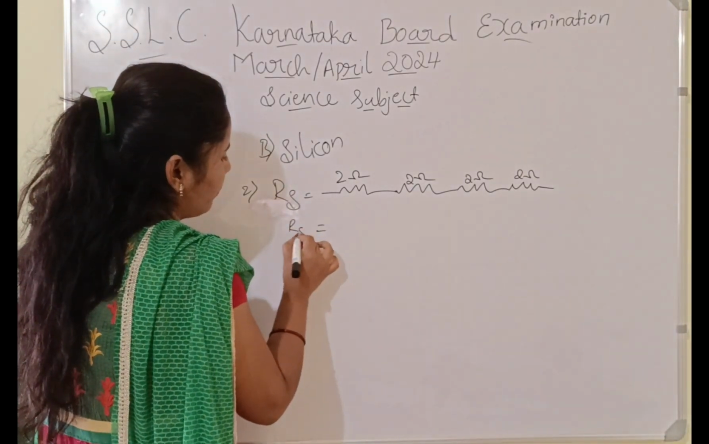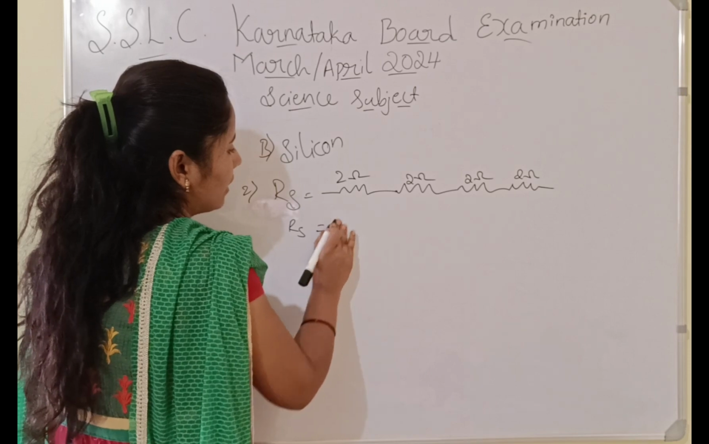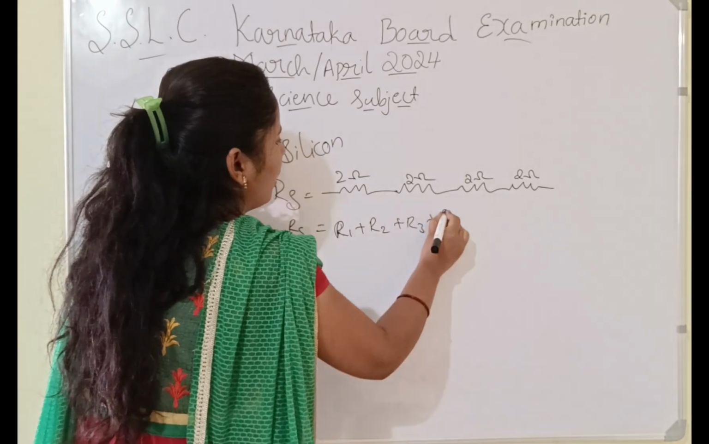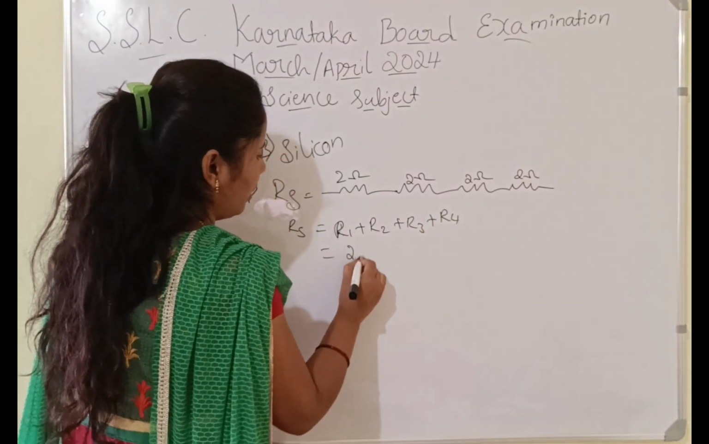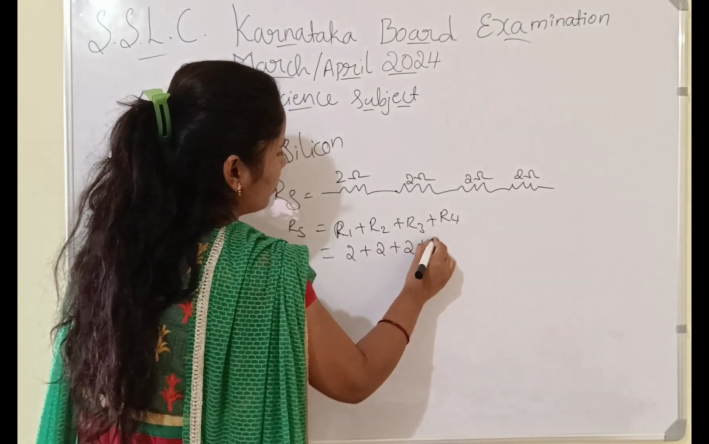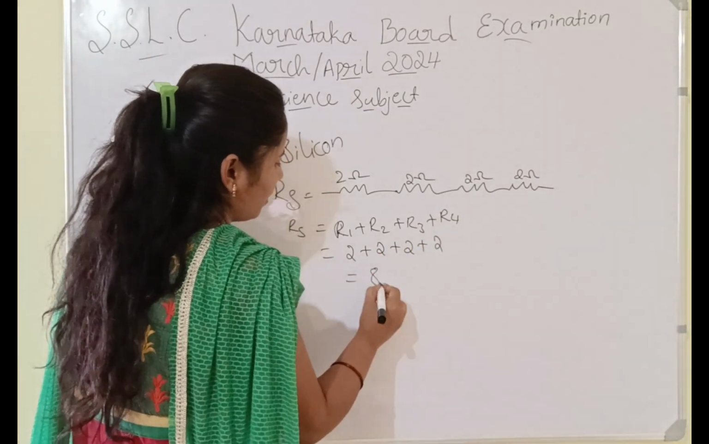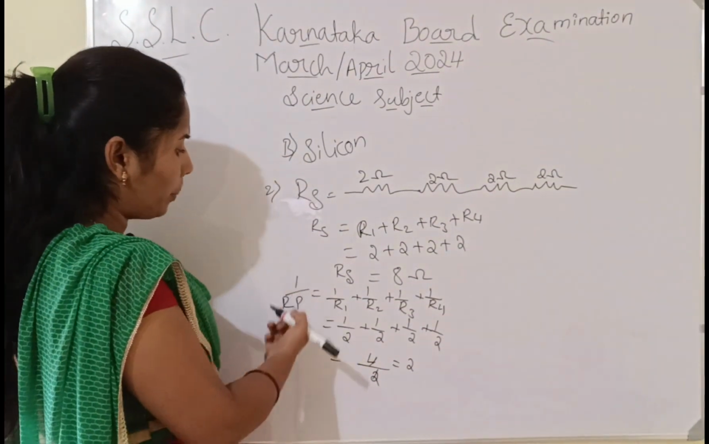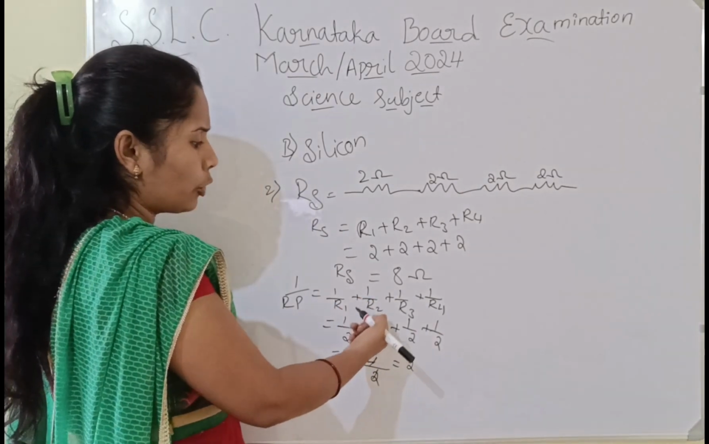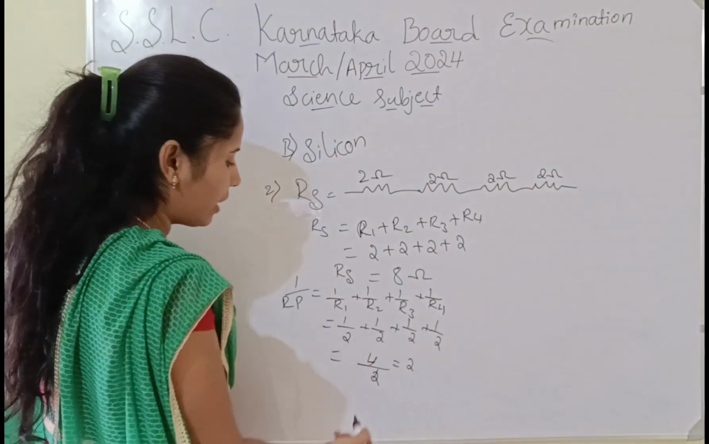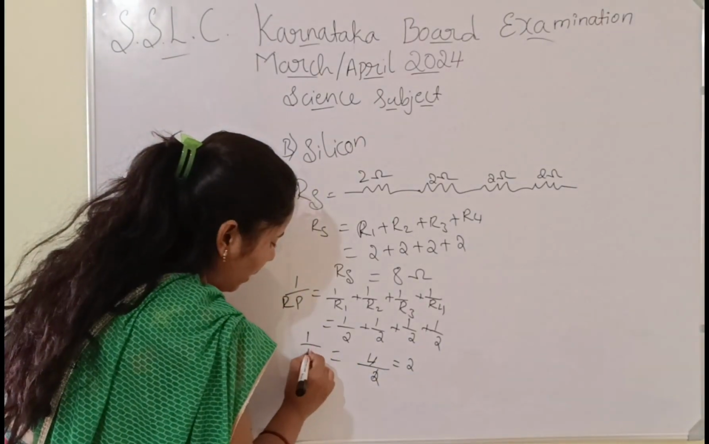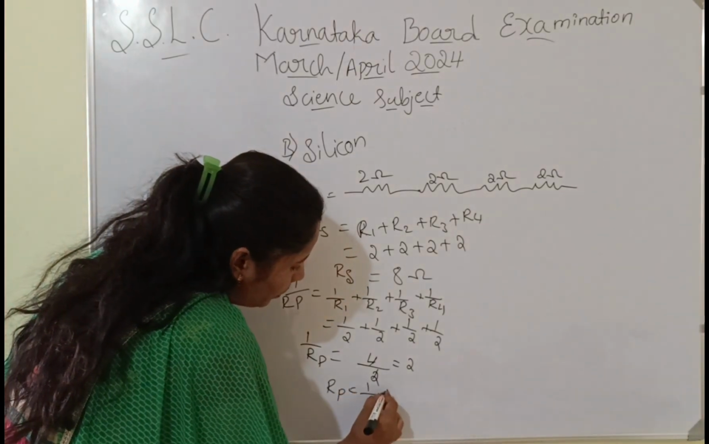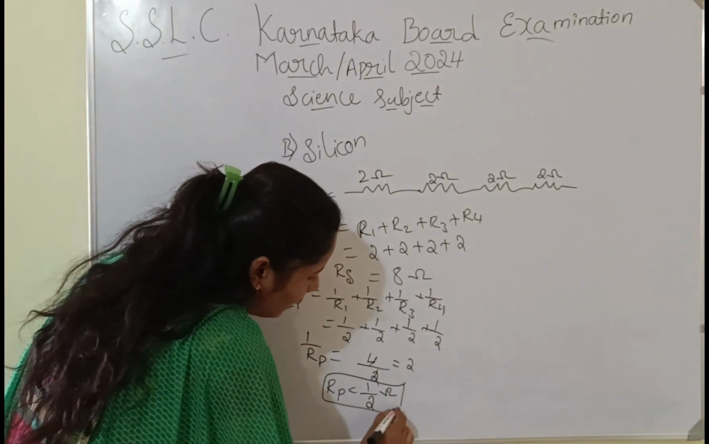So we have a formula for series connection, that is R1 plus R2 plus R3 plus R4. So values are given, 2 plus 2 plus 2 plus 2, so we will get 8. So 8 ohm for Rs. To find the Rp value, we have a formula: 1 by Rp is equal to 1 by R1 plus 1 by R2 plus 1 by R3 plus 1 by R4. So I have written the answer will be 2 for 1 by Rp. If I want only Rp, I have to take the reciprocal. I will get 1 by 2 ohm. So this much I have got.